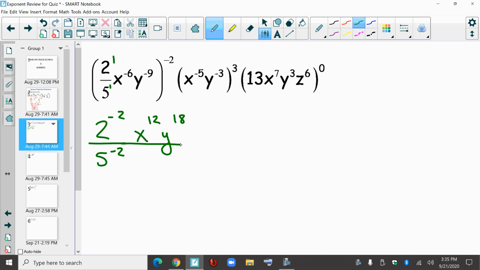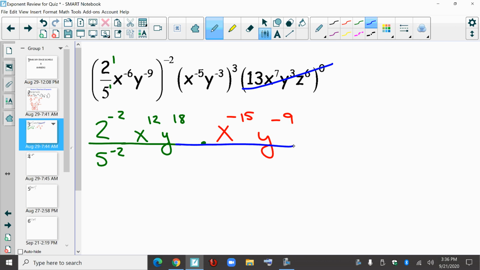Understanding that if I extend that, the x and the y are in the top. Times, now we're going to go to the second parenthesis, and there's an exponent on the outside, and again, we're going to multiply that. So that's going to be x to the negative 15, y to the negative 9. And then the last one has an exponent to the 0 power, which means the entire thing goes away. We don't even have to calculate it.